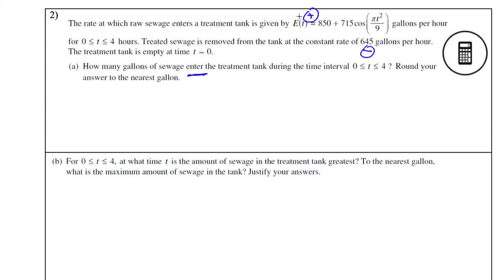Well, I'm only talking about E. I'm not talking about this 645 yet. So if it's just talking about entering, I don't even care about the start amount, which there isn't any start amount. It says it's empty, so my start amount is 0. So I'm just doing the integral here from 0 to 4, because those are the bounds that I'm talking about, of my entering function, capital E of t dt.